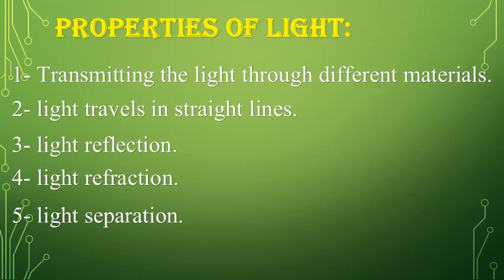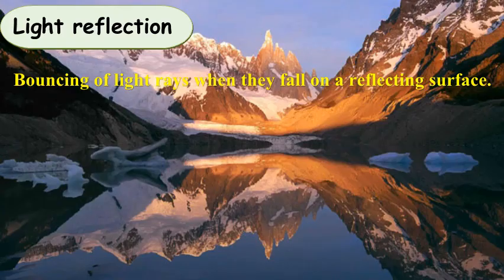Okay, we have talked about the first and second properties of light. Now we're going to talk about number 3, light reflection. The third property we have is light reflection. Maybe we have talked about reflection before, and we said that reflection means bouncing the light back or returning the light back. So the meaning of light reflection is the bouncing of light rays when they fall on a reflecting surface.